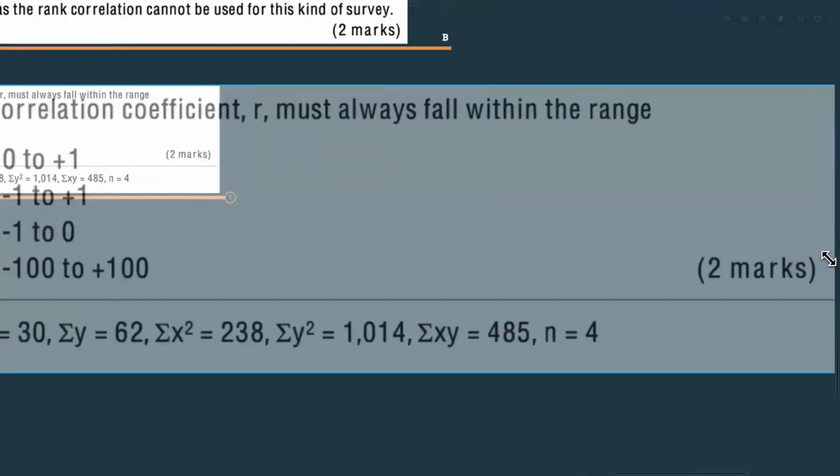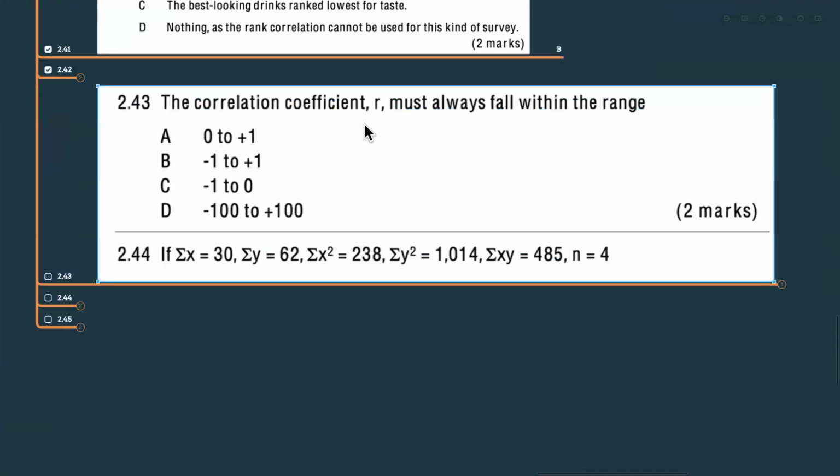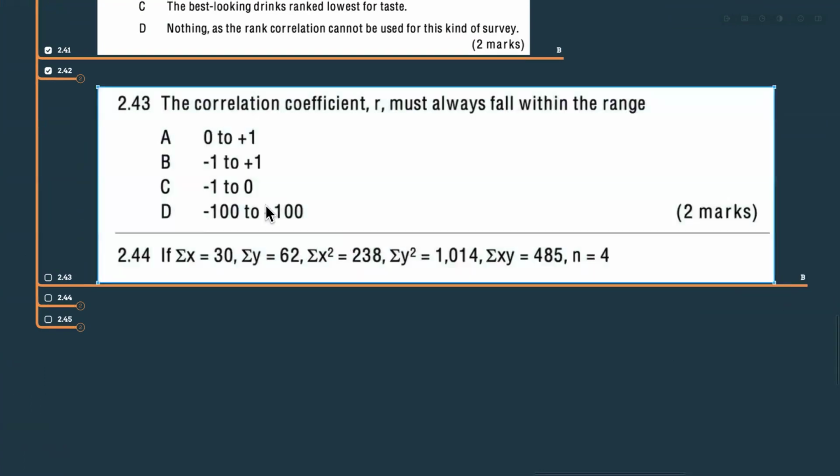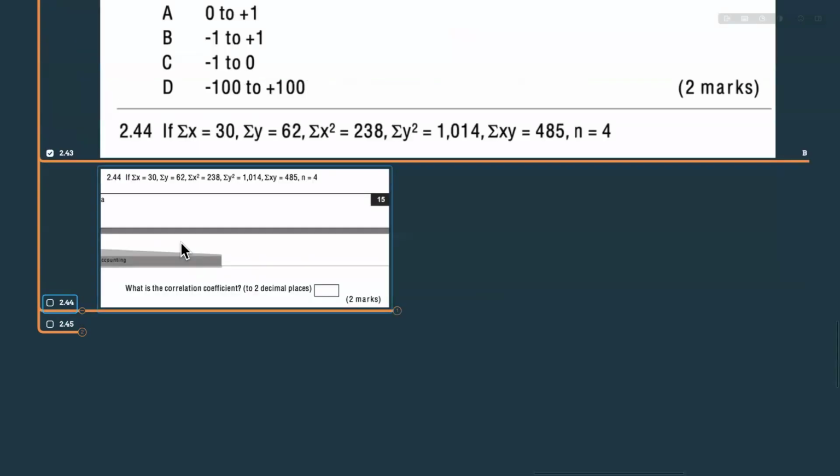And the other question is 2.43. The correlation coefficient R must always fall within the range 0 to plus 1, or minus 1 to plus 1, or 1 to 0. This is a direct question, my dears. But I said minus 1 to plus 1. So B is the correct answer. Right? B is the correct answer. Direct question for 2.43.